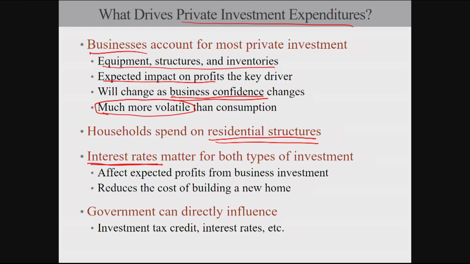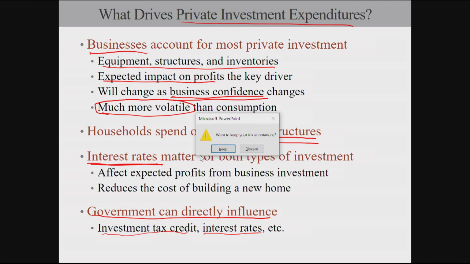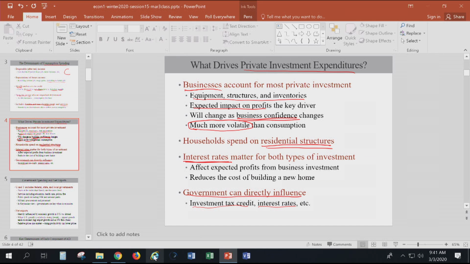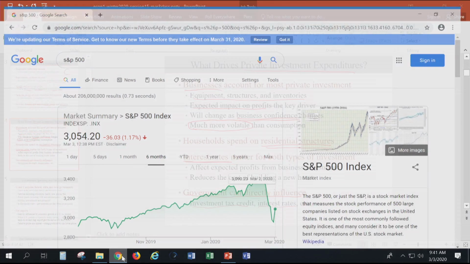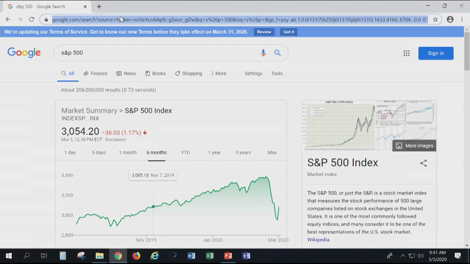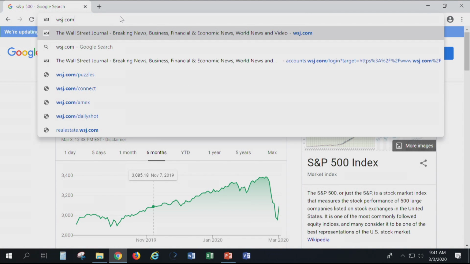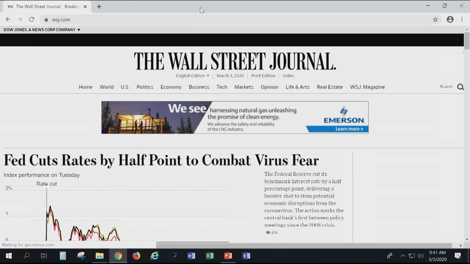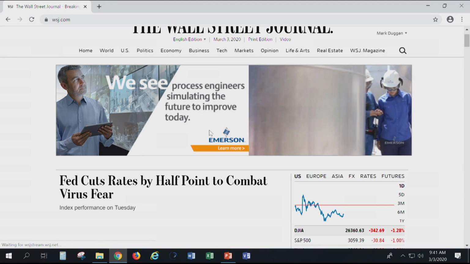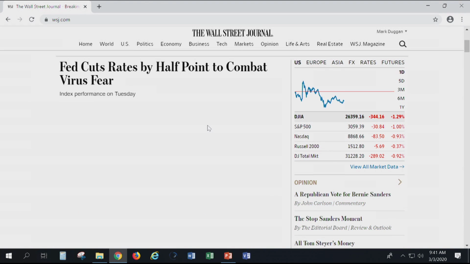And the government can directly influence this. So it can put in place investment tax credits to try to make it more profitable for companies to invest. It can change interest rates. So just today, we're going to be talking about monetary policy in a little bit, but if I go to WSJ.com, you see the huge headline on the Wall Street Journal today is that the Fed cut rates by a half point to combat virus fear.